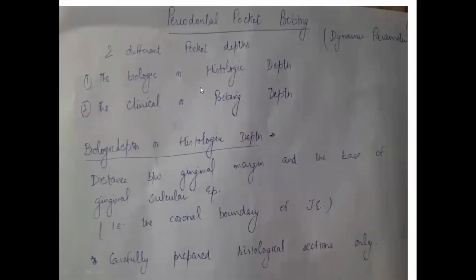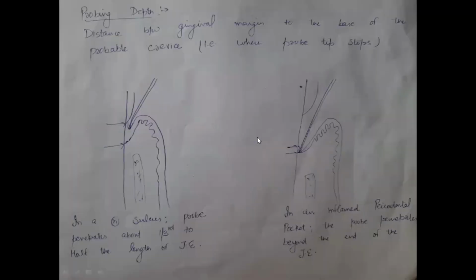Now the other part is the probing depth. What is the probing depth? Probing depth is the distance between gingival margin to the base of the probable crevice. That is where the probe tip stops. Means up to the depth where a probe can penetrate into a pocket is called a probing depth. So it means that in an inflamed periodontal pocket, the probe penetrates beyond the end of the junctional epithelium.